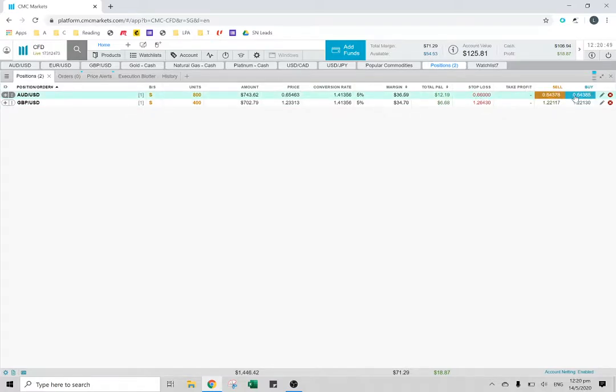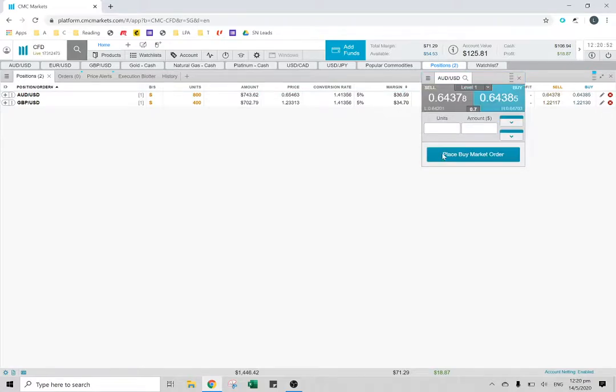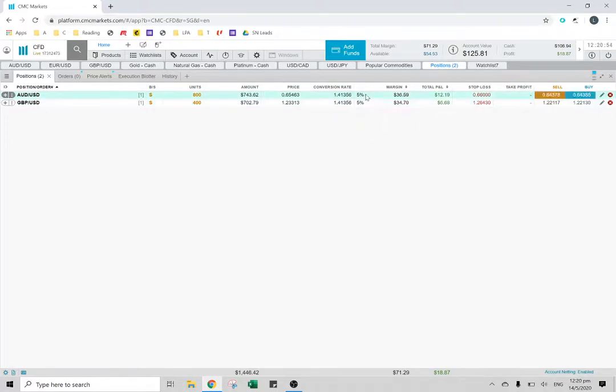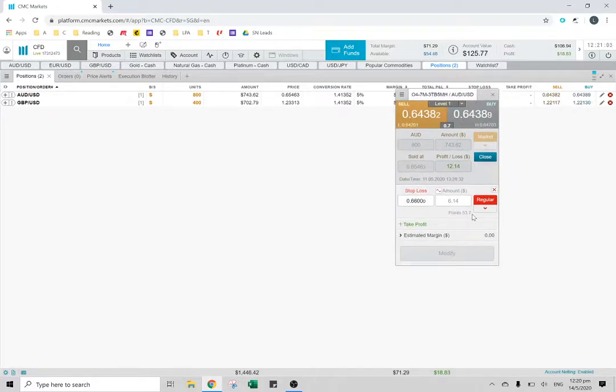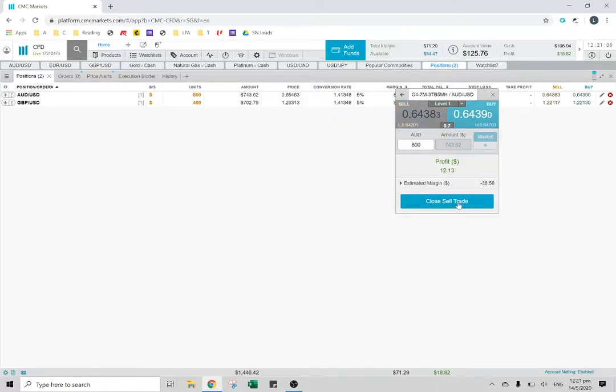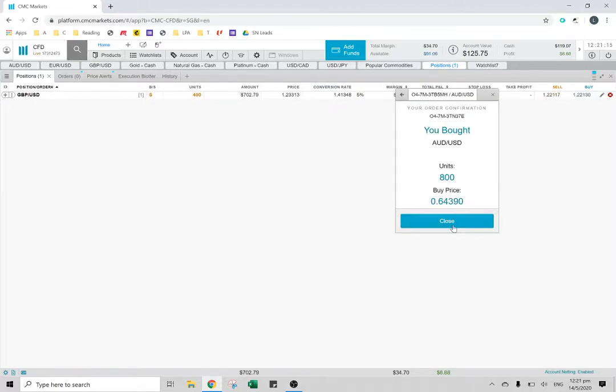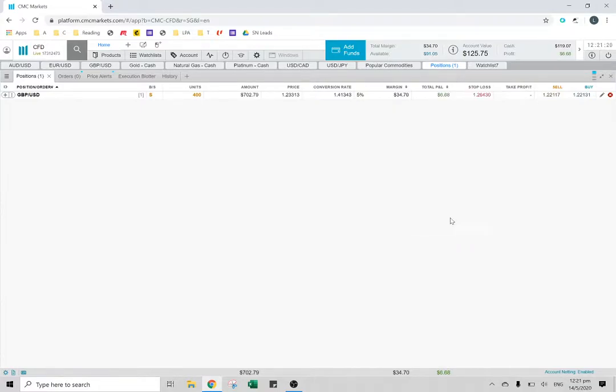So how do I buy? I'm just gonna buy at market. I haven't been using this platform before, so I'm just gonna buy out. How many units? Buy 800. So just gonna close at market and profit, close, sell, trade. There we go, done. We have bought back at 64.39 at 800, so we close with some profits. Alright, great, so we're done.